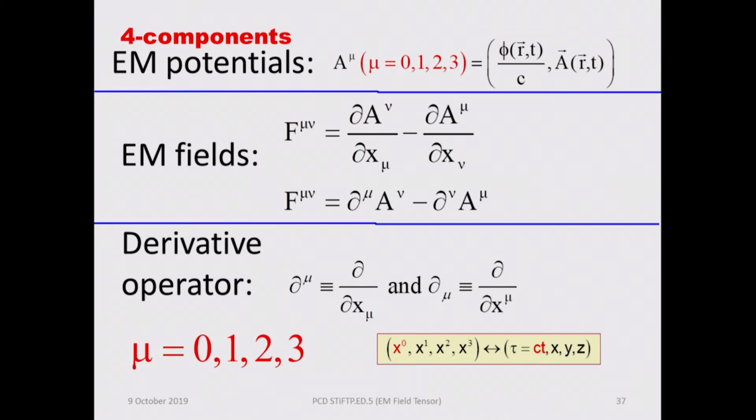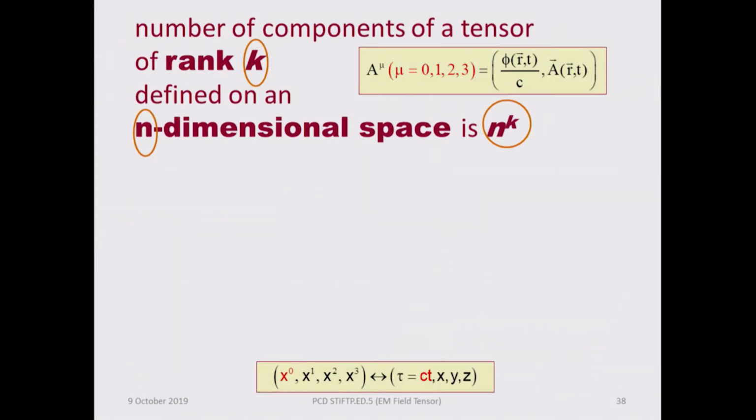Okay. But if you look at how the components are defined, they are defined by a difference, del A nu by del x mu minus del A mu by del x nu, and this difference can change its sign if you swap. So, it is an antisymmetric tensor. Okay. So, all the 16 components are not independent, because there is a built-in antisymmetry, and you can also see that when mu is equal to nu, all the components of the field tensor go to 0.